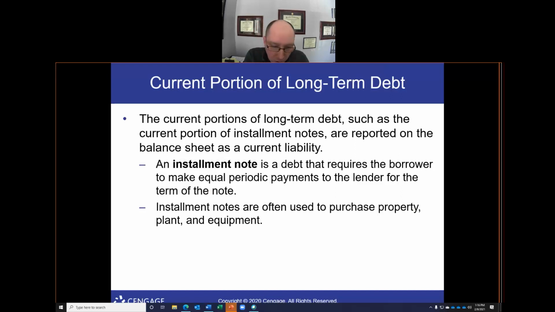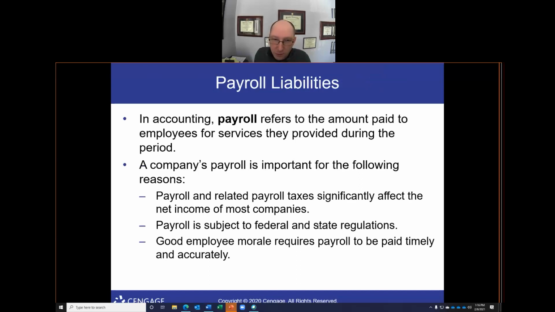So, for example, you have a car loan. You pay $400 a month for your car. It's $400 a month for 5 years, or however long it is, right? Or 360 months, or whatever. That's called an installment note. Same amount each month over the life of the loan.